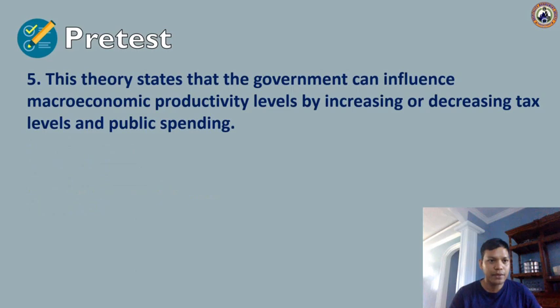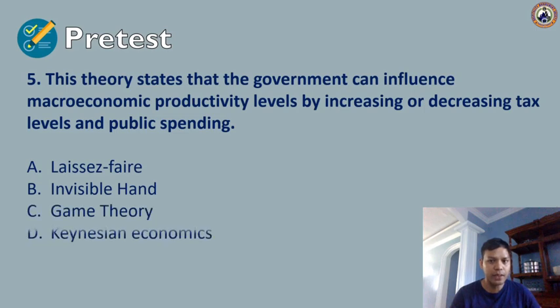Last, number five. This theory states that the government can influence macroeconomic productivity levels by increasing or decreasing tax levels and public spending. A. Laissez-faire. B. Invisible hand. C. Game theory. Or D. Keynesian economics. The answer for question number five is letter D, Keynesian economics.